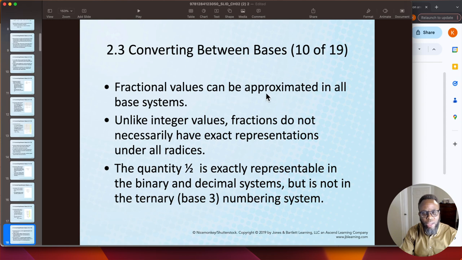Fractional values can be approximated in all base systems as well. So not only in base 10, you can have fractions represented in all bases as well. And this says, unlike integer values, fractions do not necessarily have exact representations under all radixes. The quantity half is exactly representable in the binary and decimal systems, but it's not in the ternary base 3 number system.